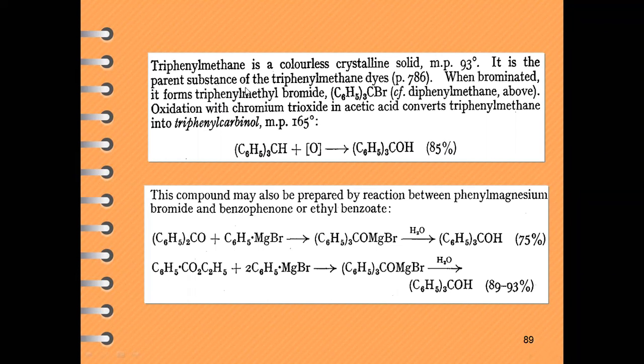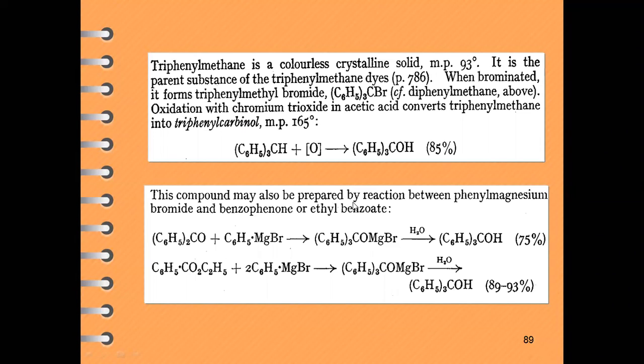When brominated, it forms triphenyl methyl bromide. See, the reactions of diphenyl methane and triphenyl methane are quite similar. The bromination takes place at the bridged carbon atom. Oxidation with chromium trioxide in acetic acid: whenever we oxidize this triphenyl methane in the presence of chromium trioxide, this triphenyl methane will be converted into triphenyl carbinol. So whenever we oxidize triphenyl methane in the presence of the oxidizing agent chromium trioxide, there is formation of triphenyl carbinol.